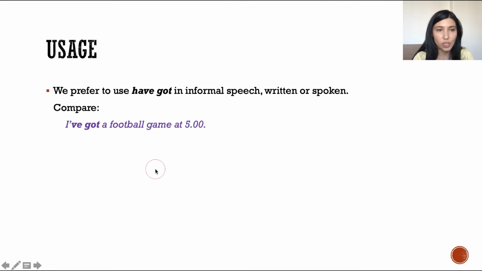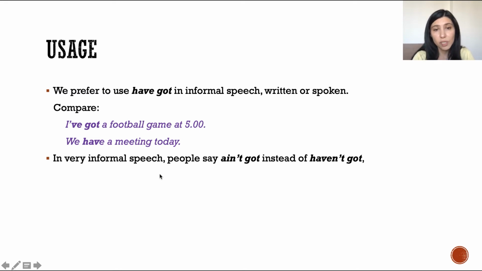Let's compare two situations. I've got a football game at 5 o'clock. This sentence can be said by one friend to another friend or by a child to his mother. And because this is an informal situation that can happen in our everyday life, we use have got. Let's look at another example. We have a meeting today. You can hear this sentence in an office or in another formal situation. That is why we say we have and not we've got a meeting today.